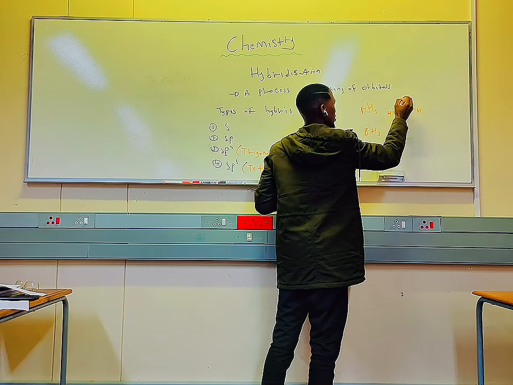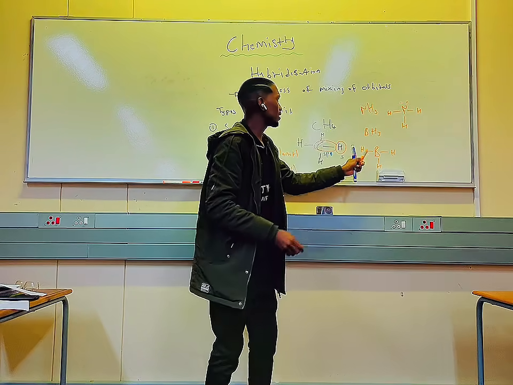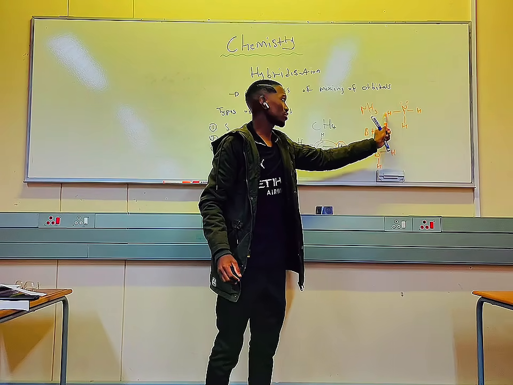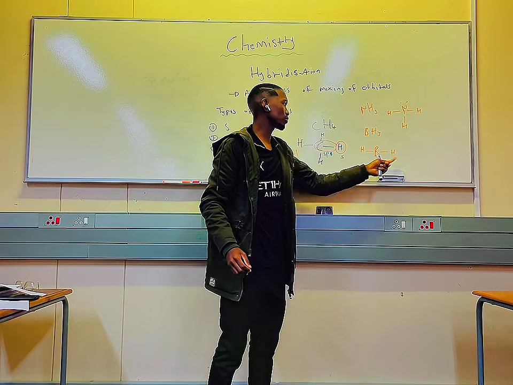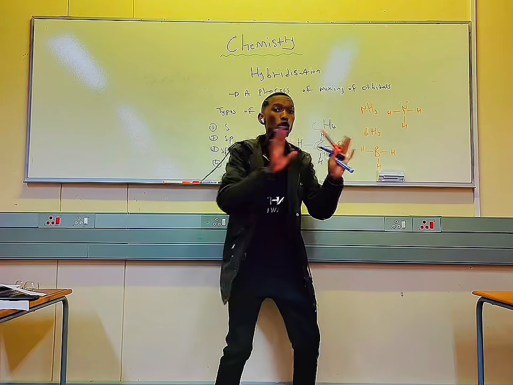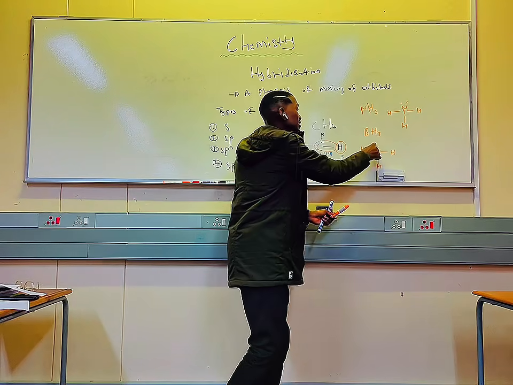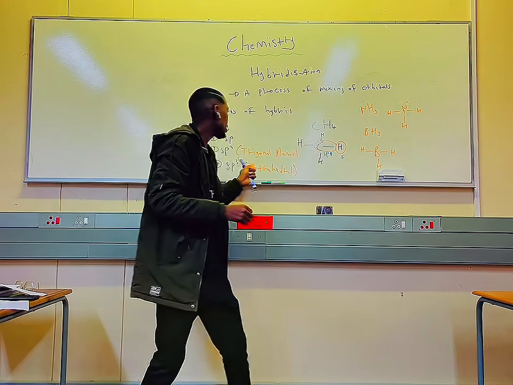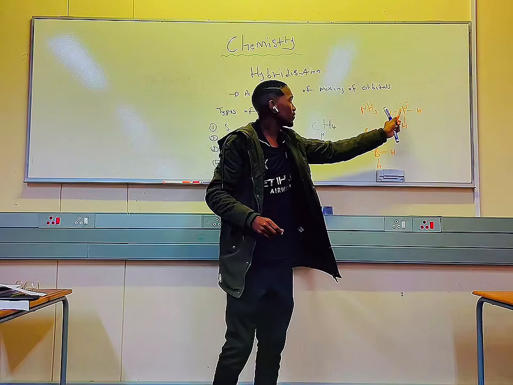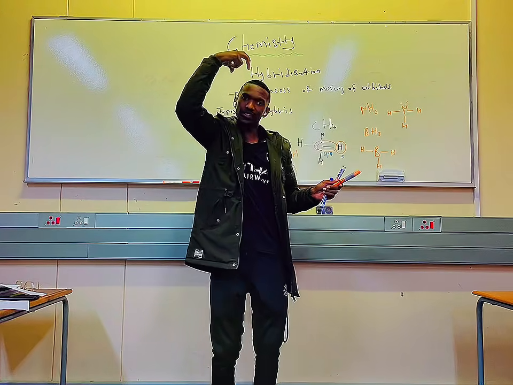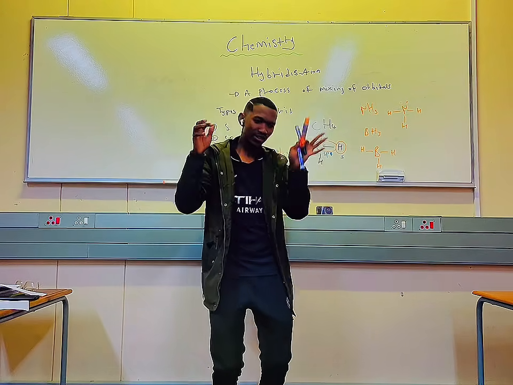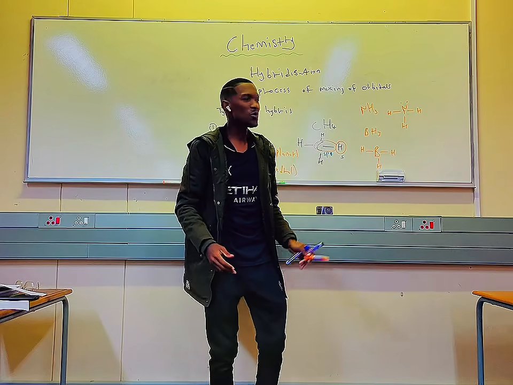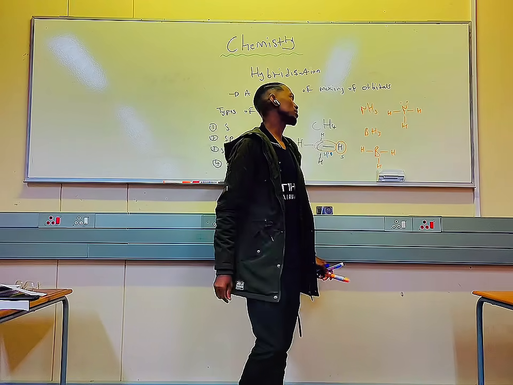Yes, I understand that the central atom is attached to 3 atoms. Even this one is attached to 3 atoms. But because this one has no lone pairs, nothing on top, it makes it a trigonal planar. But because this one has the 2 lone pairs on top, it makes it a trigonal pyramidal, by the way.